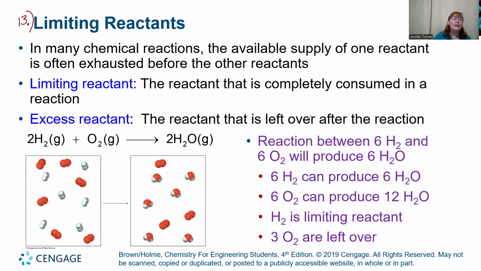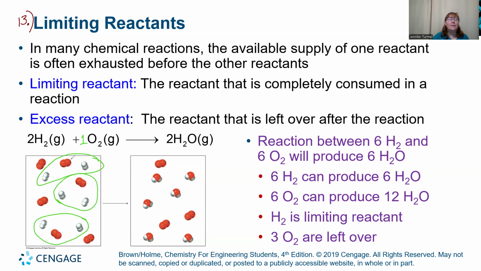When we look at our diagram here, you can see that we only need 2 H2 for every 1 O2. The oxygens are the bigger red ones and the hydrogens are the small ones here. So here we have 2 H2 for 1 O2, and the same in the next two.